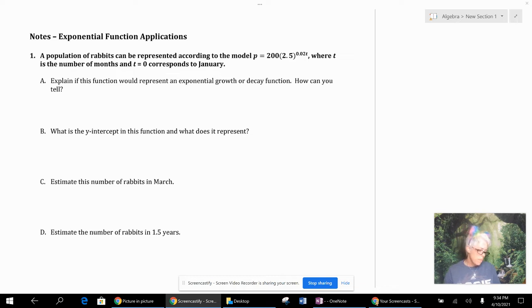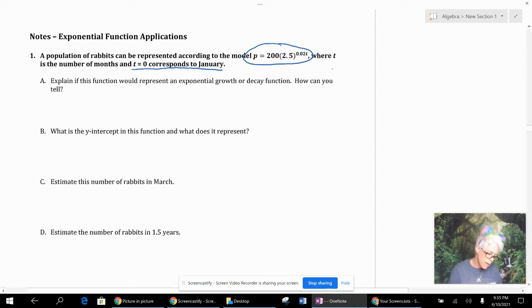So right here we have a population of rabbits, and it's represented by this exponential function. It has an interesting exponent. The time, which is represented by t, is also being multiplied. That's kind of interesting. And the number of months is t, where t equals 0 corresponds to January. That'll become important in just a little bit. So take a look at it again.